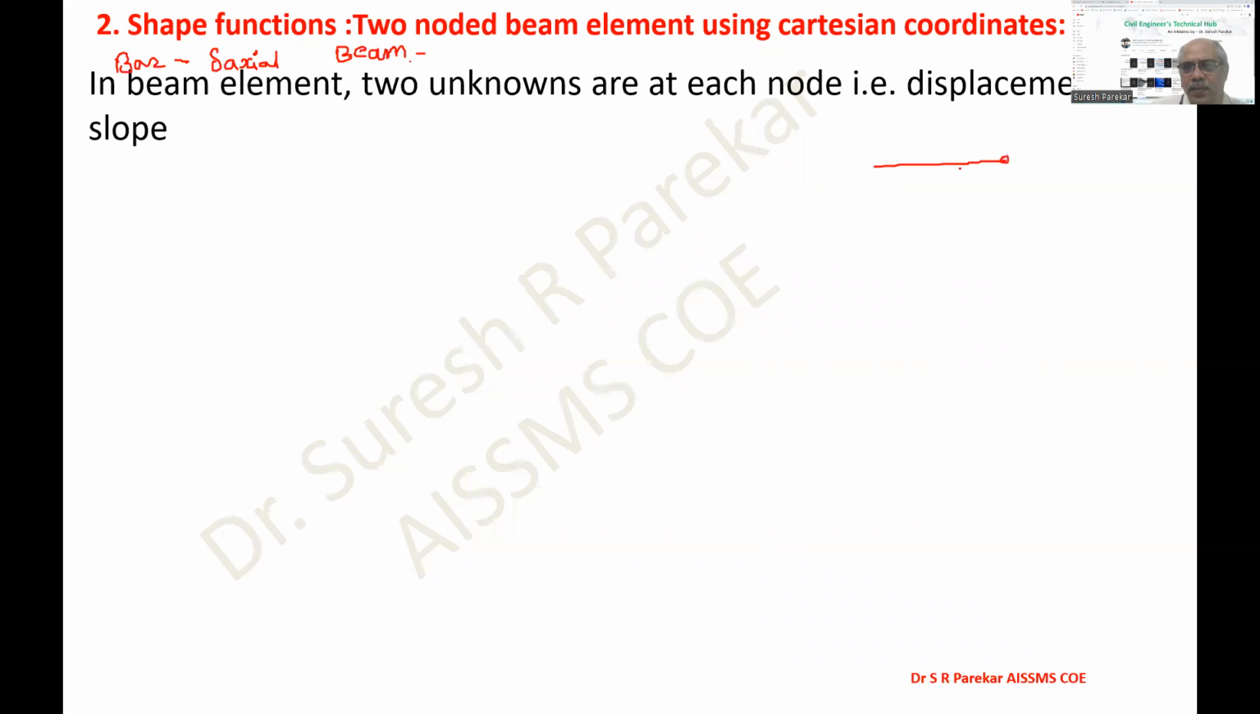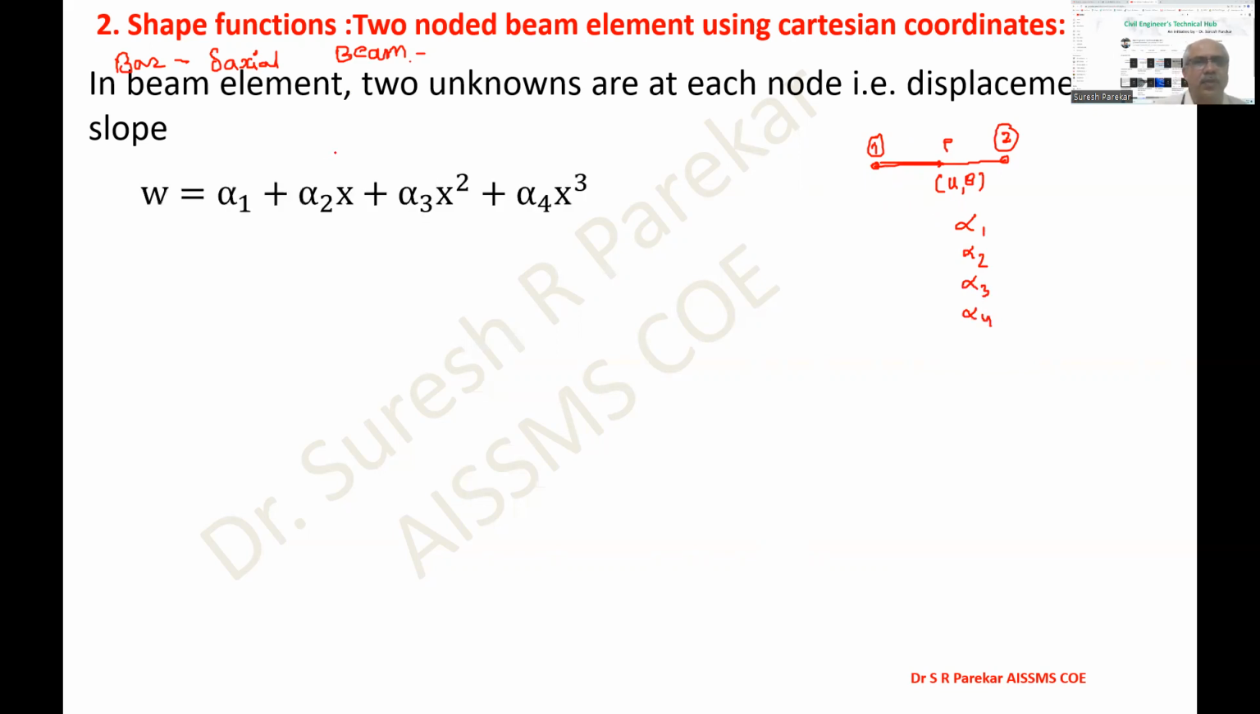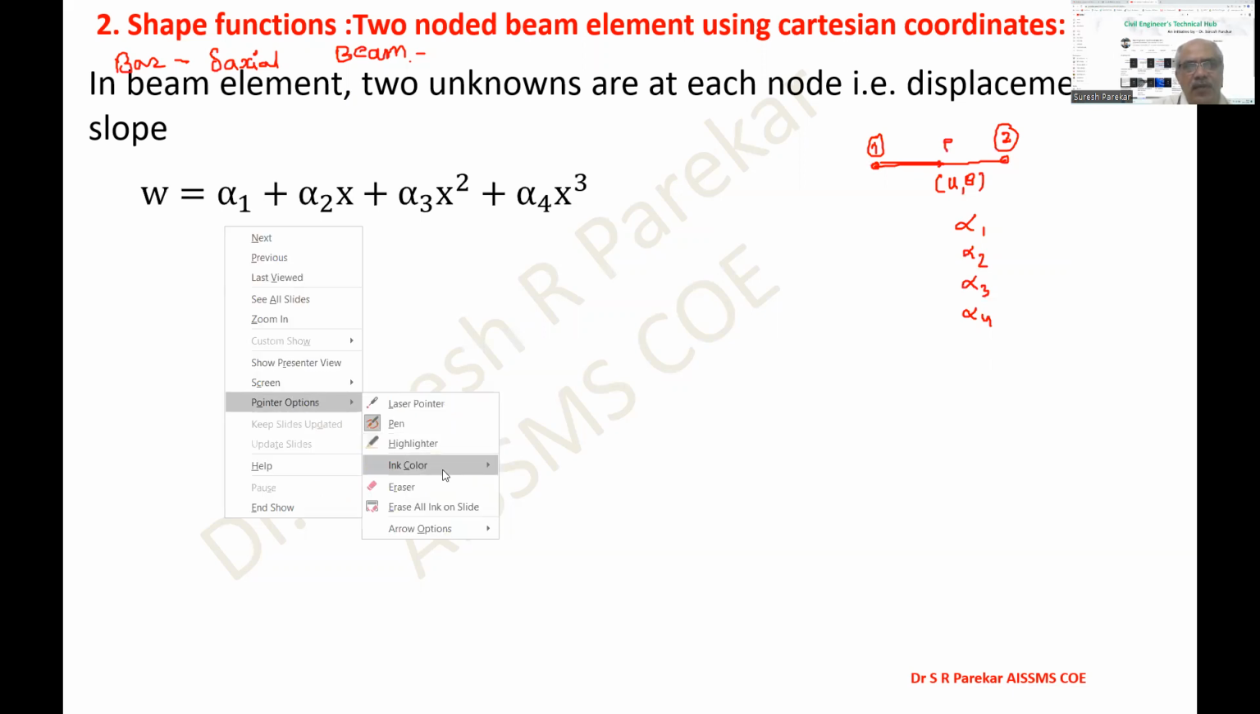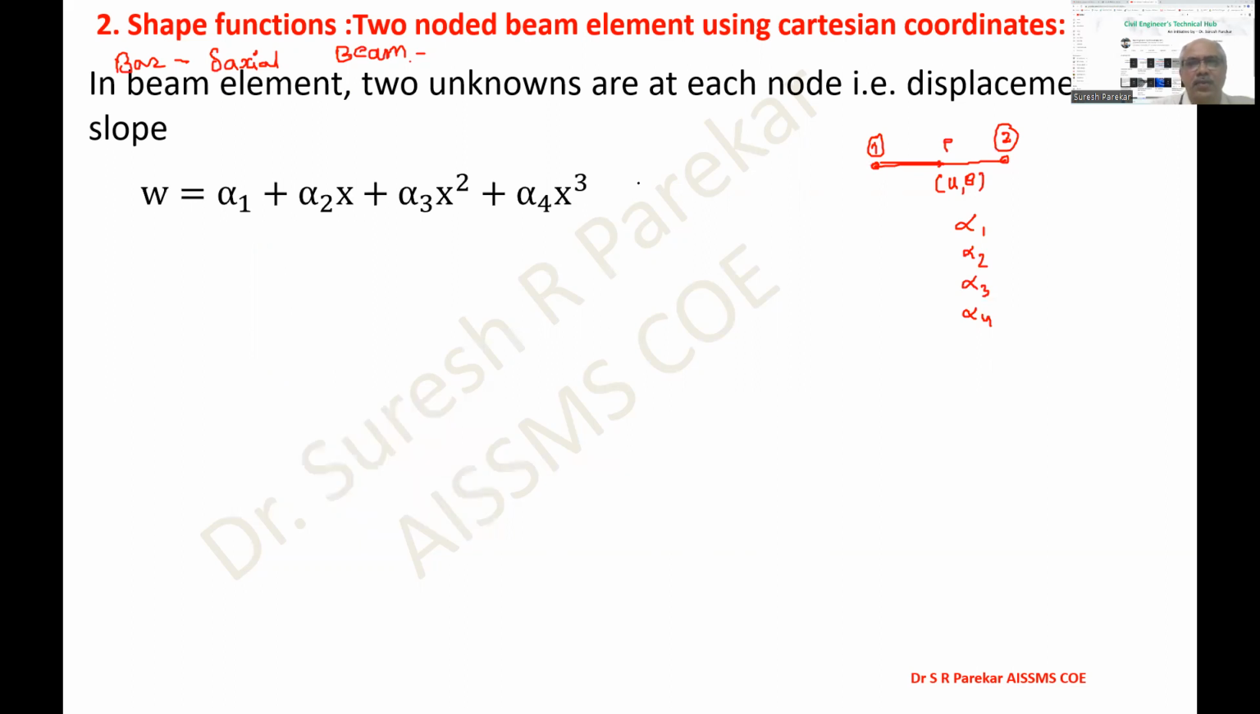So if I consider a beam, and we have two nodes over here, then we have two displacements at each node. If I consider any point P over here, then I have two displacements, U and theta. So considering two nodes, I have to consider four constants, alpha 1, alpha 2, alpha 3, alpha 4. Now if I write the equation for displacement W, then I have alpha 1 plus alpha 2x plus alpha 3x square plus alpha 4x cube. This we can write by using Pascal's triangle considering only one axis.